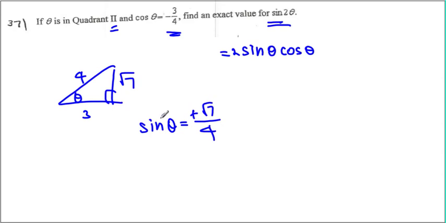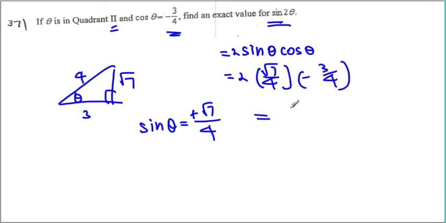So we do have all the values, so let's put them in together and see what happens. It's equal to 2 times radical 7 over 4 times negative 3 over 4. Then here we have negative 3 radical 7 over, now 4 cancels with 2, and 2 cancels with 1 over 4, so we end up getting 8. Negative 3 radical 7 over 8. That becomes our answer.